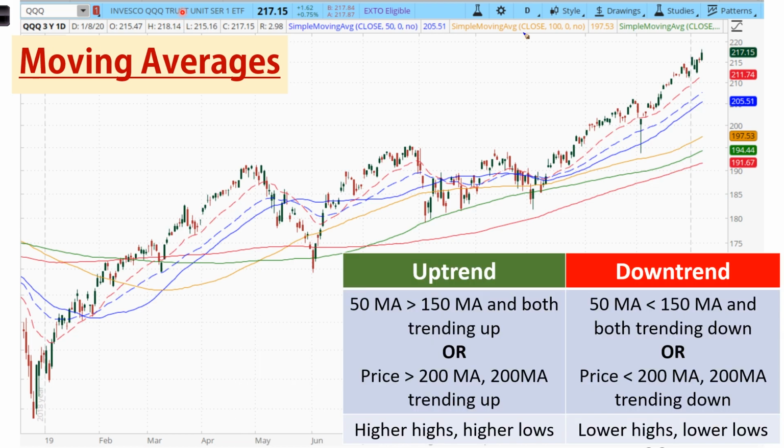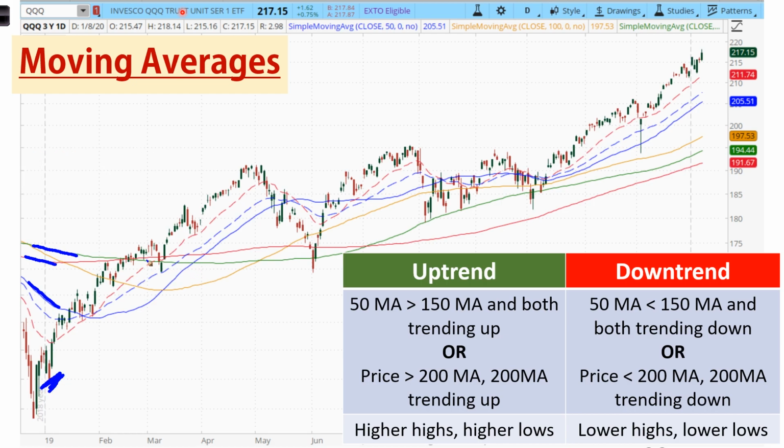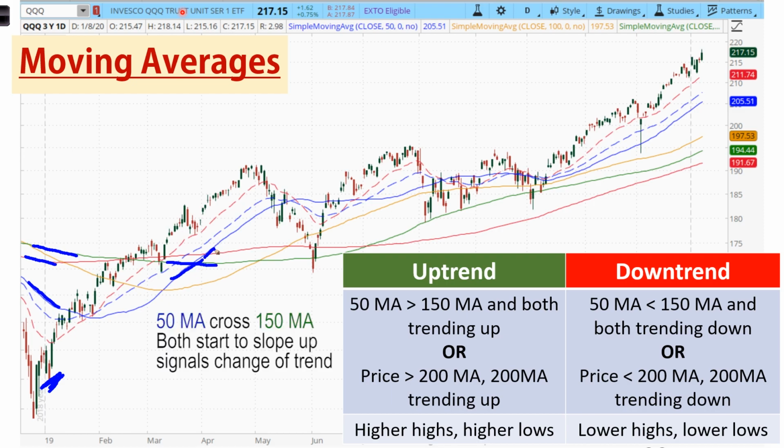From these moving averages, we can identify in the long term whether the chart is in an uptrend or a downtrend. So you can see that the chart started off on a downtrend, and how do I know that? You can see that the 150 MA is above the 50 MA and both are sloping down. Likewise, the 200 MA is sloping down and the price is below it. And as time progresses, we see that slowly the moving averages started to change their direction, and at this point we see that the 150 crossed the 50, and when both start to slope up, we can say that the chart right now is on an uptrend.